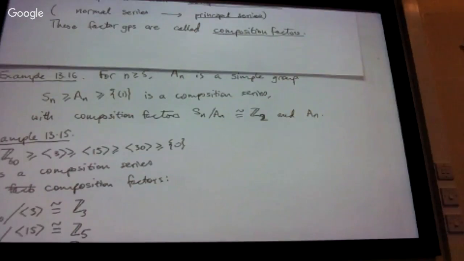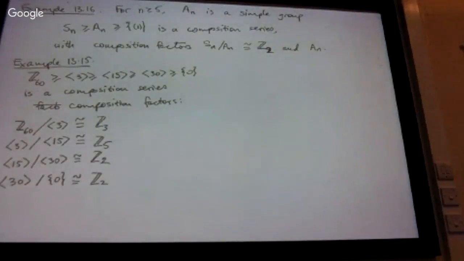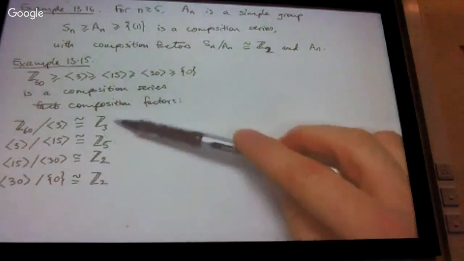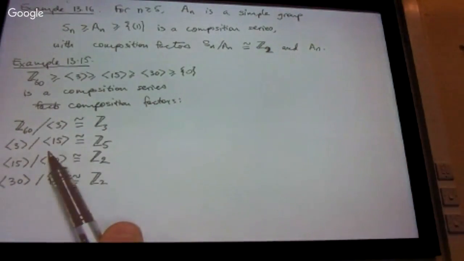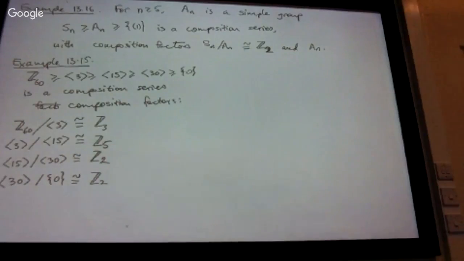Because how many multiples of 30 are there? 0 and 30, okay, within Z60. So there's only two. You can't see it. Well, you can see something, but not what I'm writing. So each of them, there's only one group on 3 elements. For any prime number, you know that this factor has order 5, and there's only one group on 5 elements because it's a prime number. So it cannot be anything other than Z5.